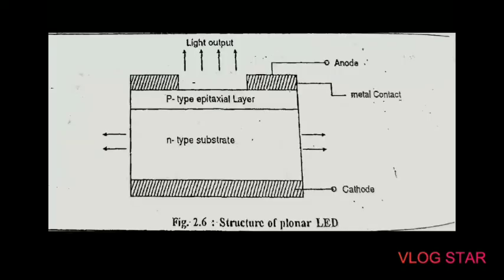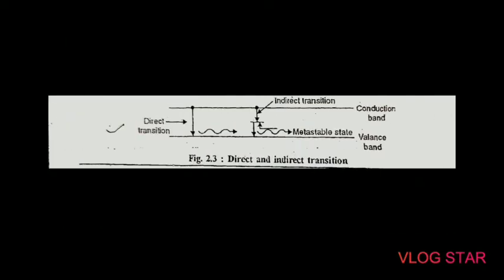So here one intermediate energy level is present, which is called the metastable state. At this metastable state, the electrons stay for a certain time, and after that they reach the valence band. So definitely the time required for indirect transition is more than that of direct transition.